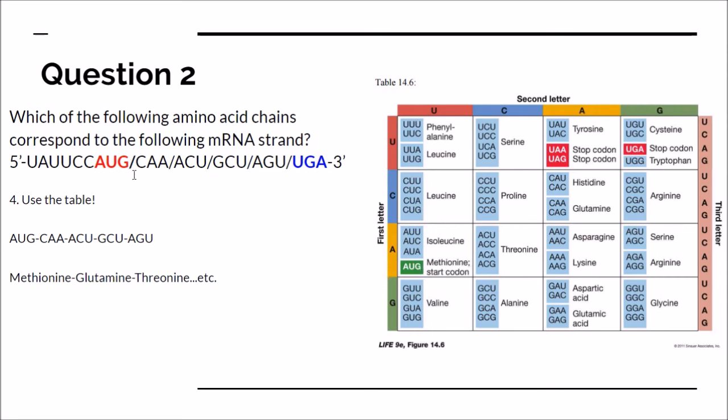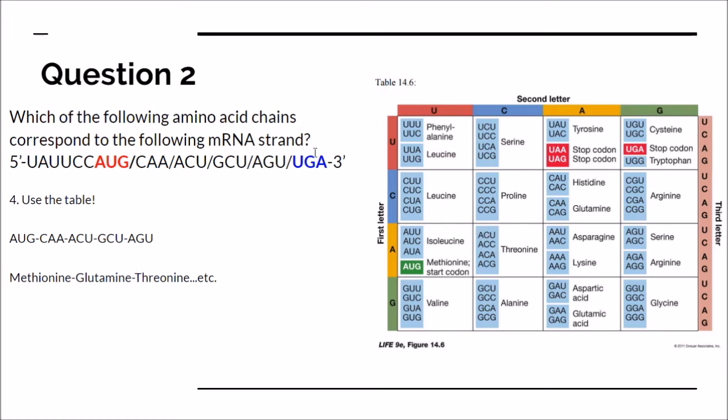Next, you move on to the second one. Here I specified CAA. So you go over here, C, and then you move over to the A section at the top, so it's in here, and then you look at A in the third section, right over here, and you find that CAA is glutamine. So you have methionine for the first one, the AUG, and now you have glutamine. And then next we have ACU, so again A over here, and then we go to C, so it's in this box, and then finally you go find U on the right side, and ACU, that's threonine.